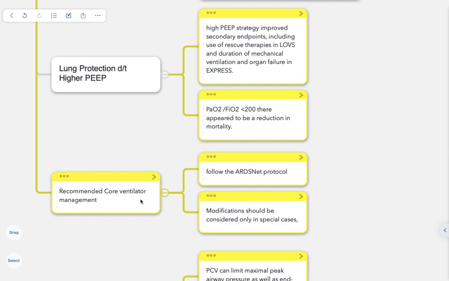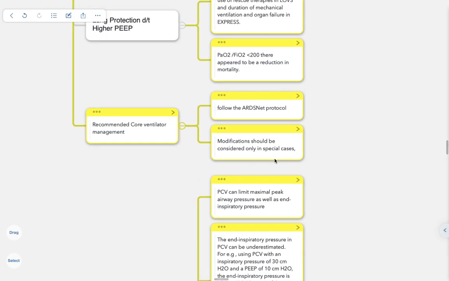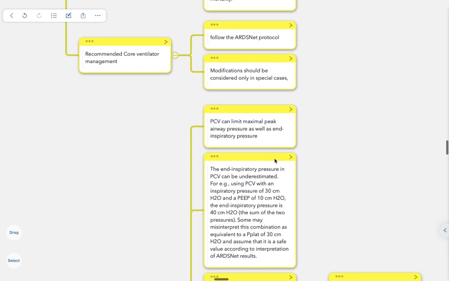So the recommended core ventilator management is that you follow the ARDSNet protocol, and modifications should be considered only in special cases. Remember that. By modification, I mean using at times, for example, permissive hypercapnia.